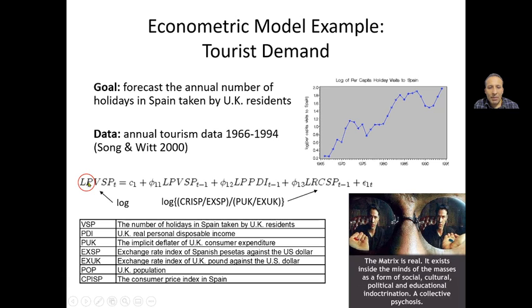So this LP means log, so you will see a lot of logs in here. For instance, the first variable, PVSP, VSP is the number of holidays in Spain taken by UK residents, this figure here. And we have then an intercept, which is C1, and an error term as well. We have these two variables that are capturing errors.